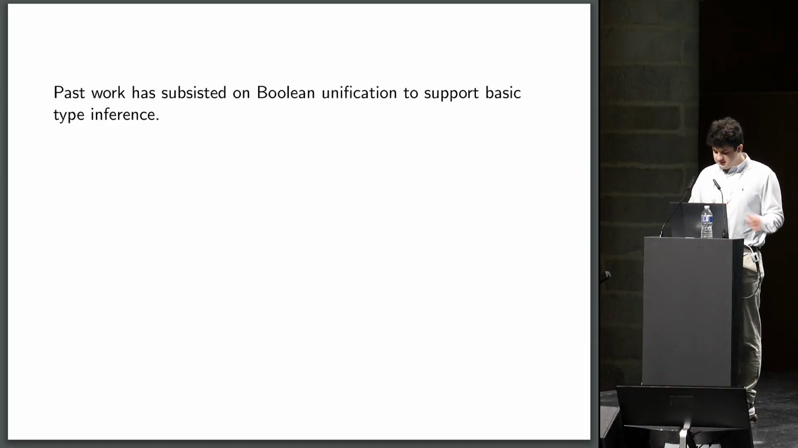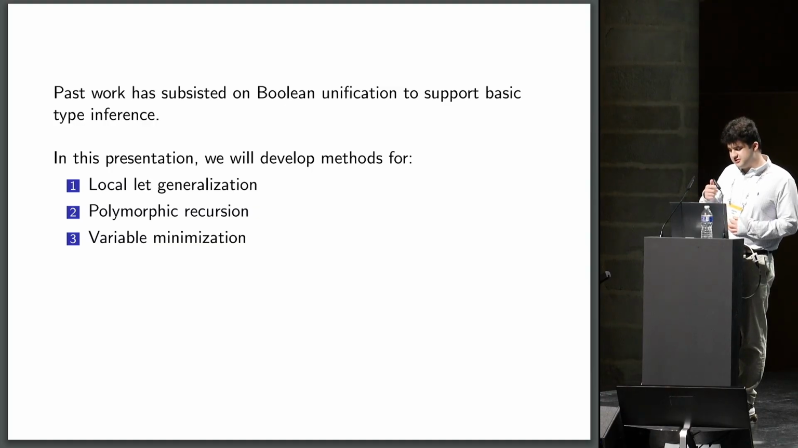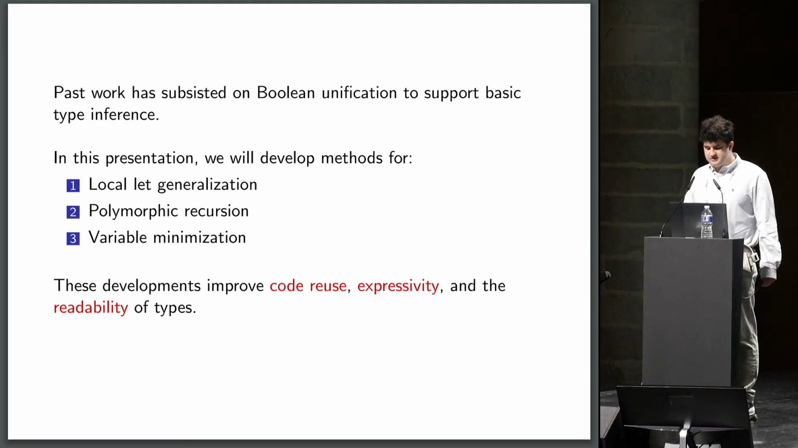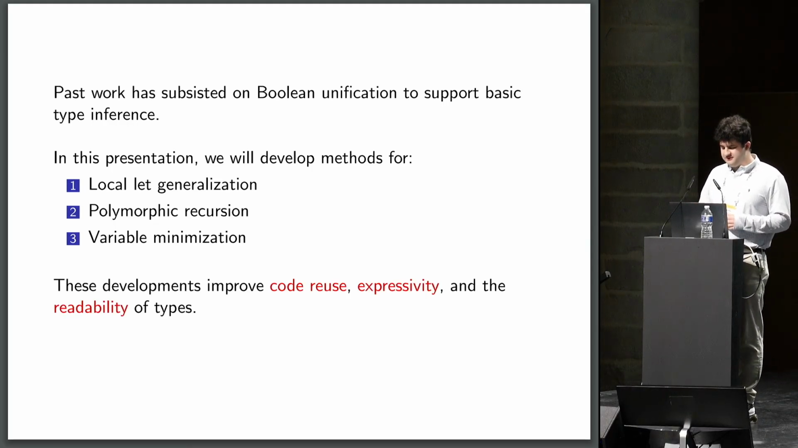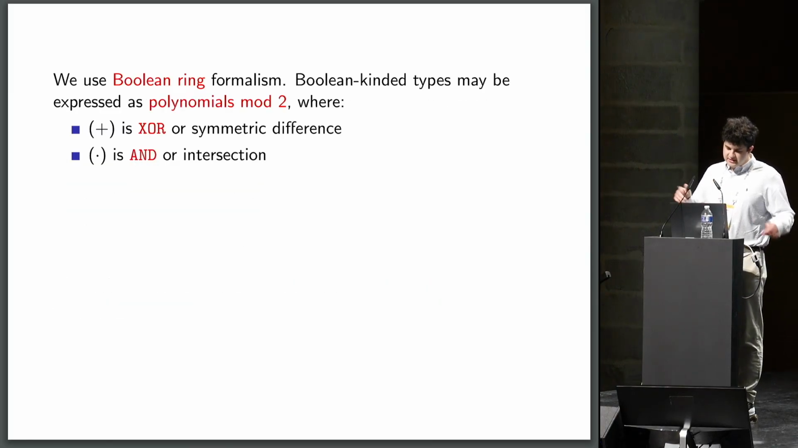For example, let generalization was open. So in this presentation, we'll develop methods for local let generalization, polymorphic recursion, and variable minimization. This has some clear benefits: code reuse, expressivity, readability. Okay, so we use Boolean ring formalism. Plus is exclusive or, symmetric difference. Multiplication is and, or intersection.